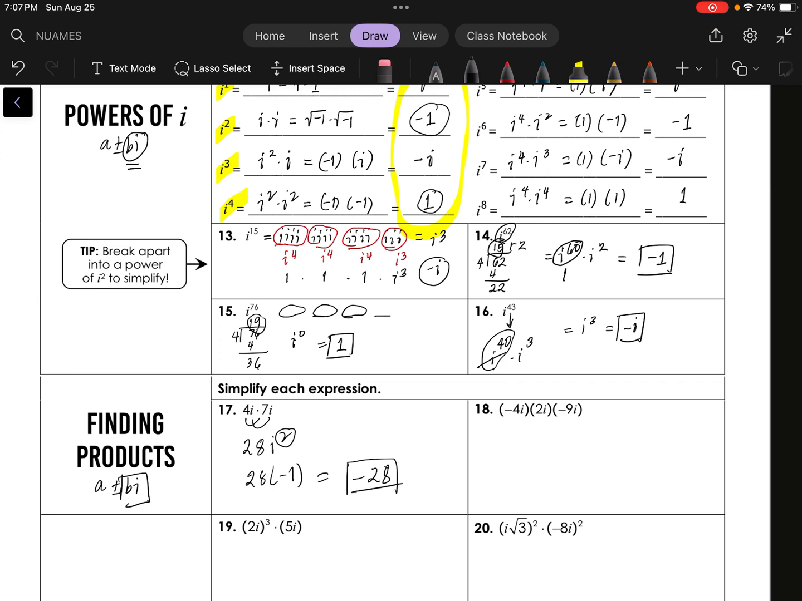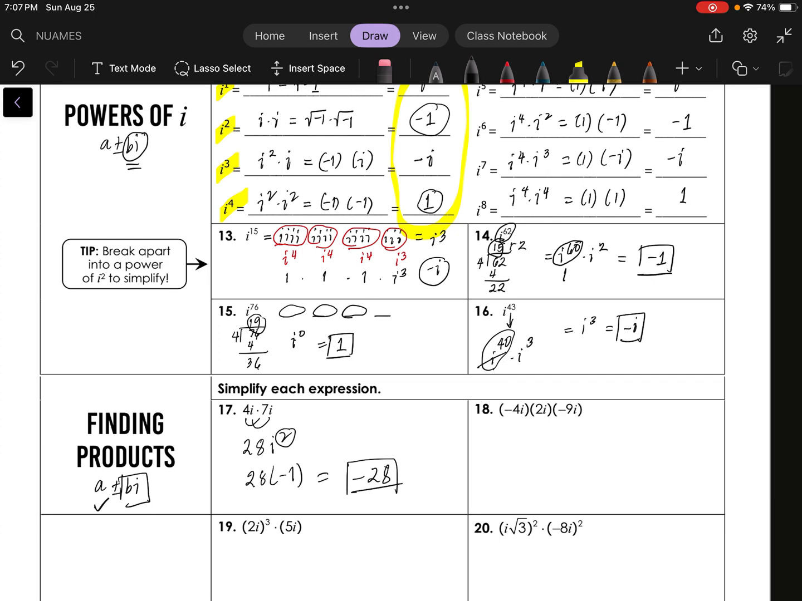Is it okay to end up with just an a or just a bi? Yes, it's okay. You might end up having a complete form a plus bi. Sometimes you might end up with just an i, or just an imaginary part, or just a real part a. And in this case, you ended up with only the a form, which is -28. That's okay. So let's multiply now.